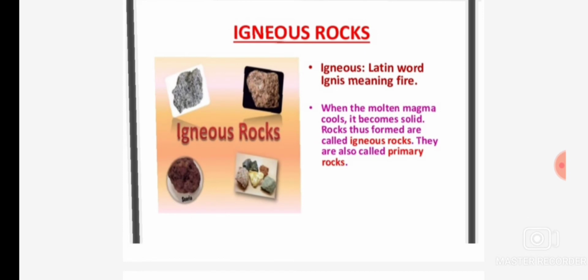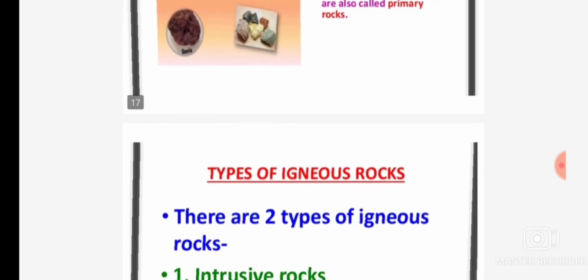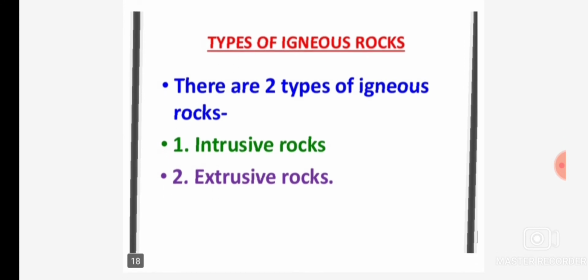You already know that the word igneous is derived from the Latin word ignis, which means fire. And how are these rocks formed? Actually, they are formed by molten magma. When that molten magma comes and cools down and becomes solid, then these rocks are formed and known as igneous rocks. They are also known as primary rocks. These igneous rocks are also of two types. We can classify them into intrusive igneous rocks and extrusive igneous rocks.